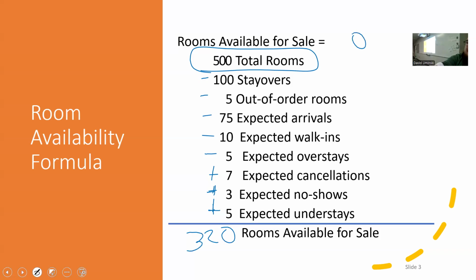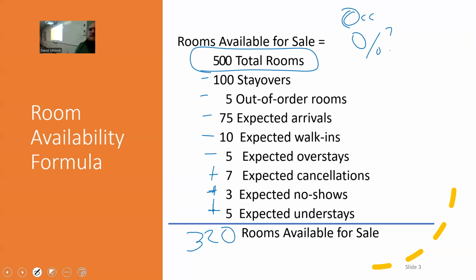Now, what is my occupancy percentage? How do we find occupancy percentage? Alondra. Okay, so we are going to divide something by 500. Total room nights sold. Can we divide 320 by 500? I mean, you'll get a percentage. We can get a percentage, yes. That's not going to be our occupancy percentage, because those are the rooms we still have available to sell. So how many rooms are actually occupied?